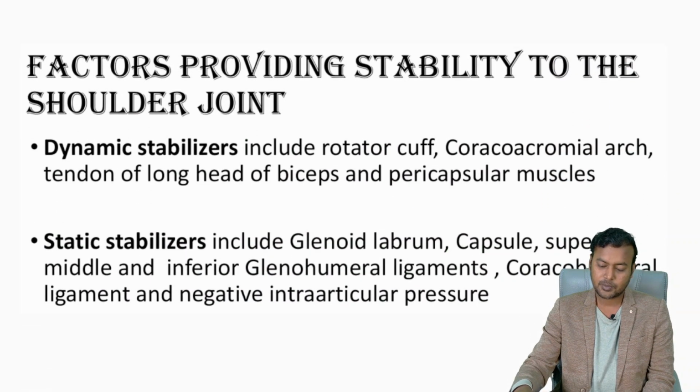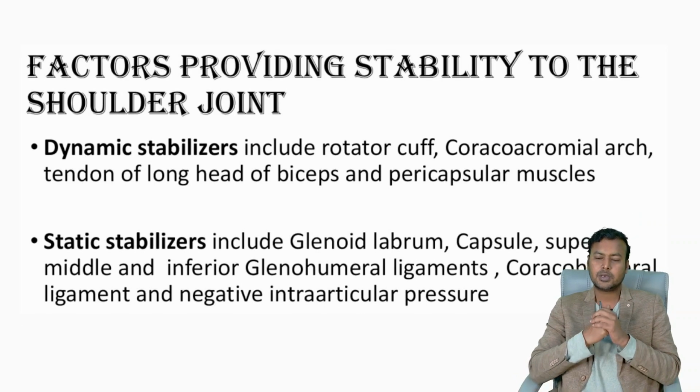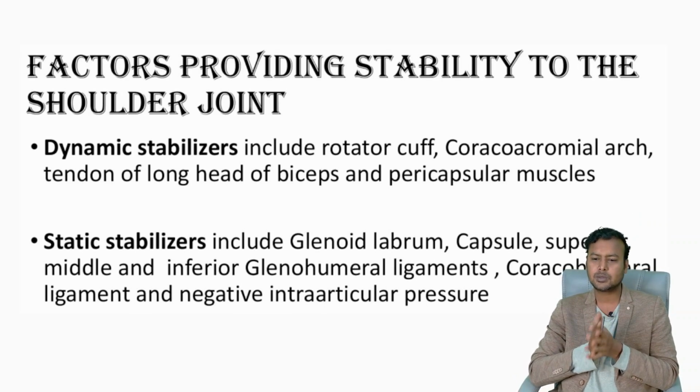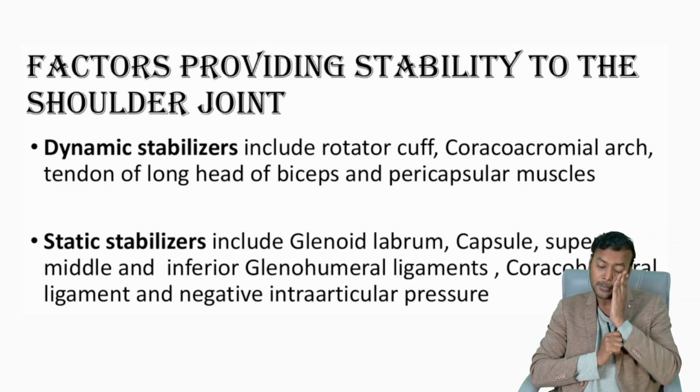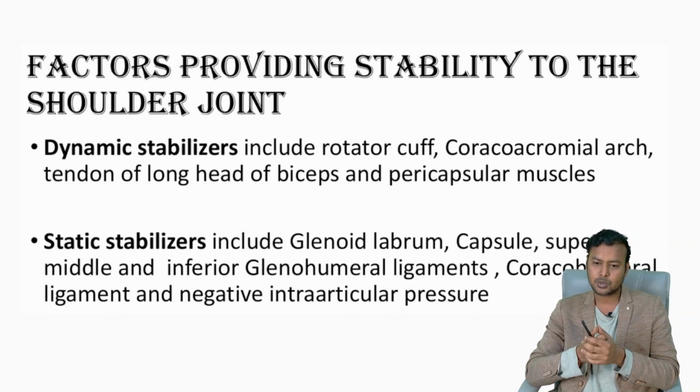So factors providing stability to the shoulder joint. This we have already discussed. So in a brief way, I will just tell you the dynamic stabilizers are those which are moving along with the movement of the shoulder joint. So it includes the rotator cuff, the coracoclavicular arch, the tendon of the long head of biceps, and also the pericapsular muscles. What are pericapsular muscles? The muscles which are surrounding the shoulder joint.